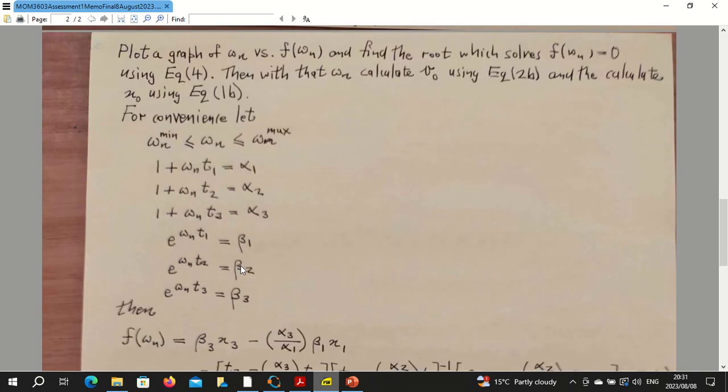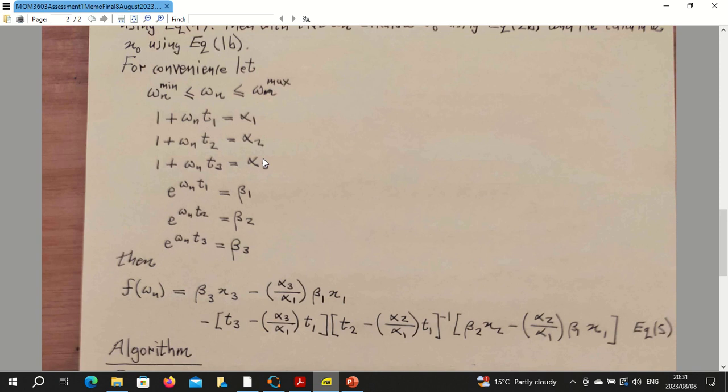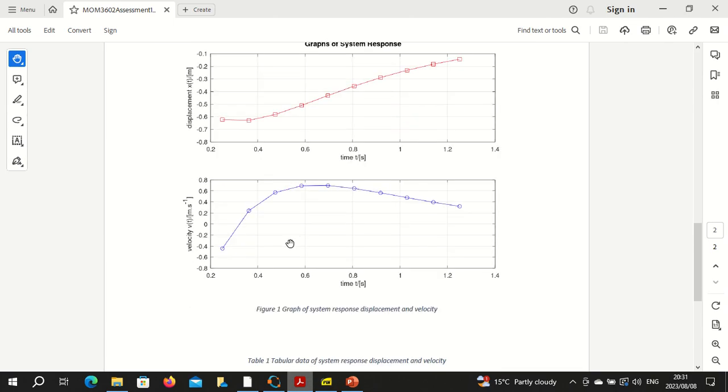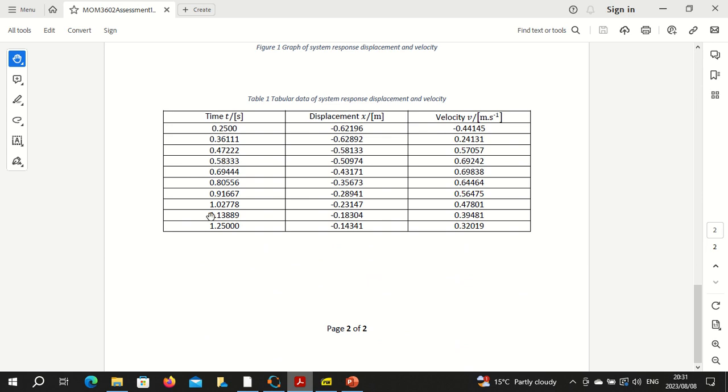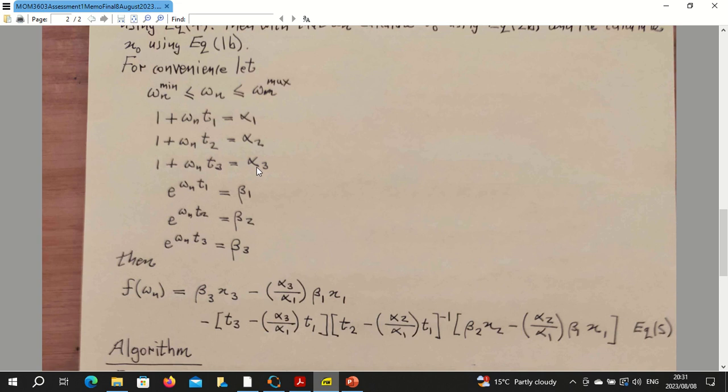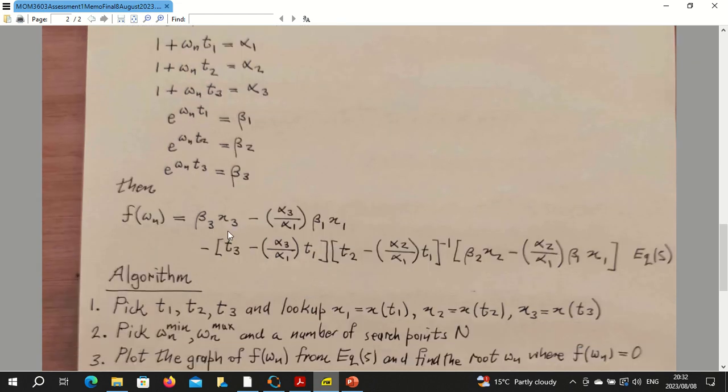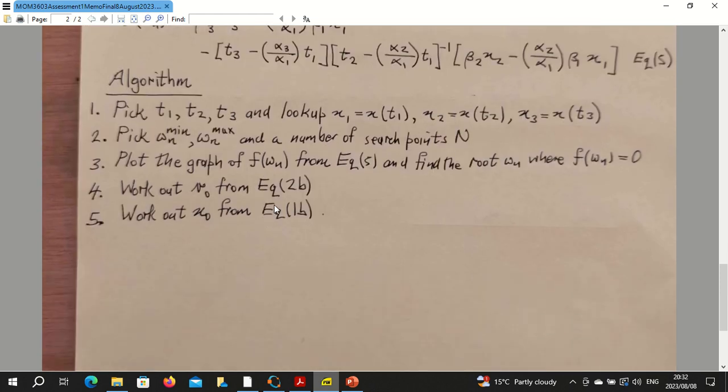So the algorithm is we'll pick a value for omega n from a minimum to a maximum. Of course, we'll pick a time 1, a time 2, a time 3, and the x1, x2, and x3. We'll put that into the equations with these substitutions: alpha 1, alpha 2, alpha 3, beta 1, beta 2, beta 3. We'll then put that into an equation. We'll plot the graph of omega n versus f of omega n, and where the root is, f of omega n equal to 0, that will be the answer for omega n. So let's go ahead and do it.